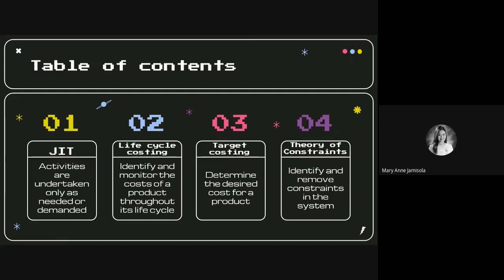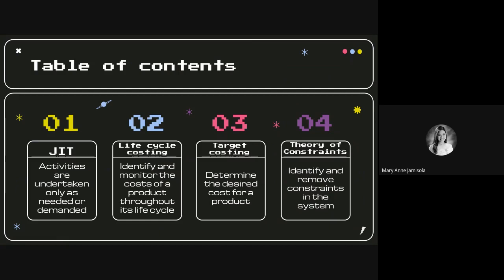Target costing. Target costing involves the determination of the desired cost for a product on the basis of a given competitive price so that the product will earn a desired profit. So, the basic relationship that is observed in this approach is that target cost is the difference between the market determined price minus your desired profit. Okay, so that is your target cost.